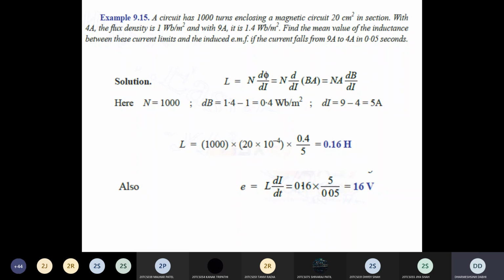Yes, sir. Does anyone have a doubt about this example? Yes or no? Is there any doubt? Okay. So now let's move to the next example.